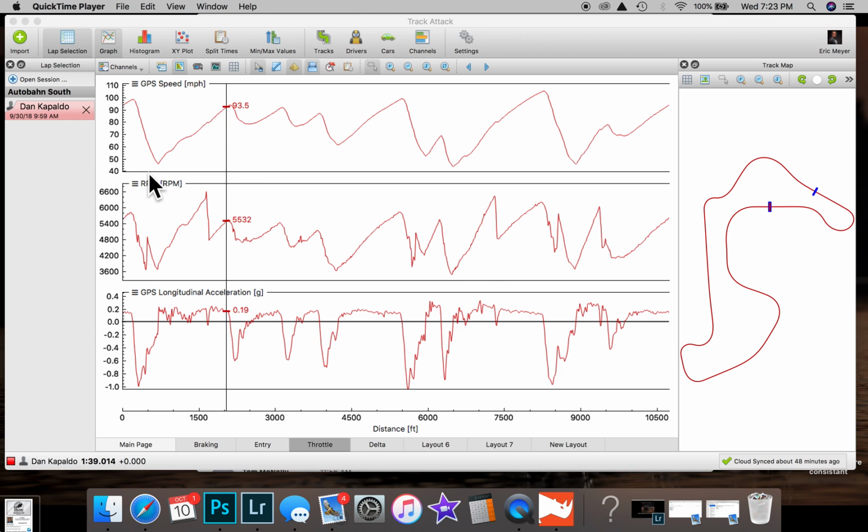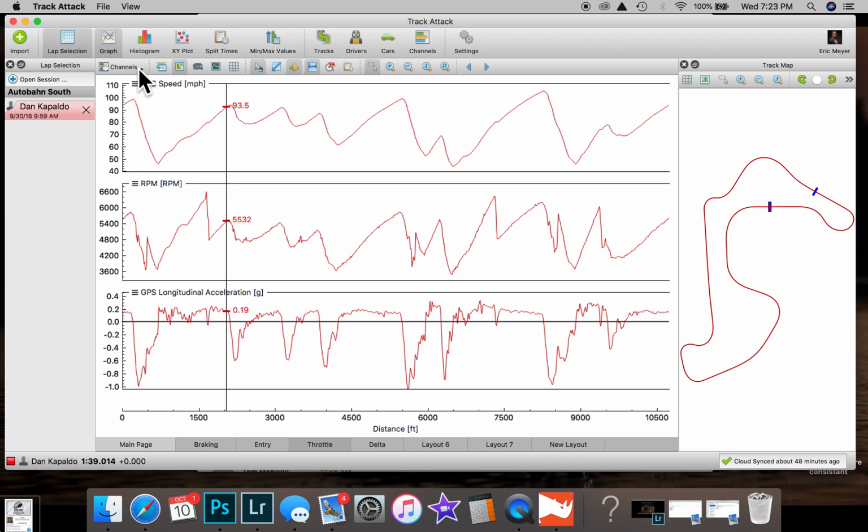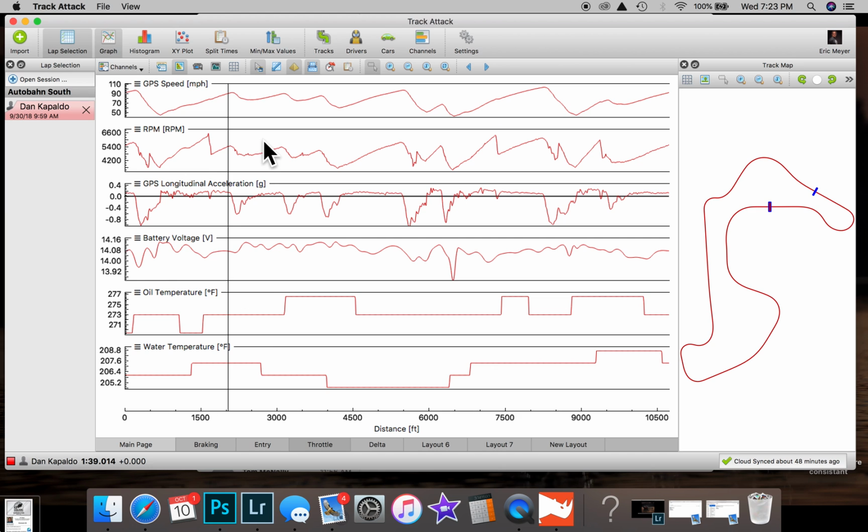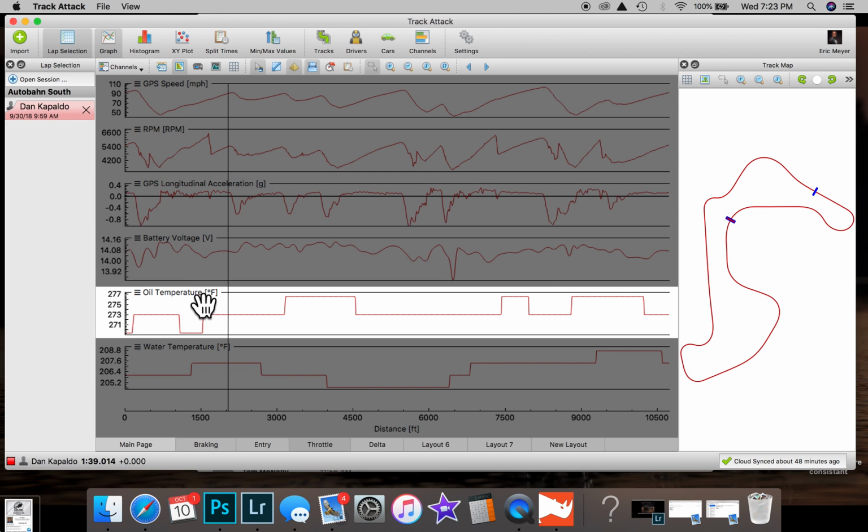First off, we have 3 channels, and we're lucky enough that Dan Capaldo has several to choose from, including oil temperature, including water temperature, including, he doesn't have brake pressure, I apologize, I already looked, battery voltage. Let's see what those look like really quick. Right, way down here, water temperature, kind of makes sense, right? 205 to 209, it's not really doing a lot. It moves really slow. Oil temperature, same kind of, oh, look at that, 270, 277, that's pretty hot oil, bro.